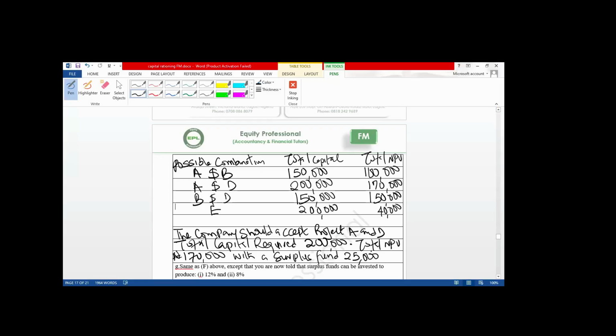Surplus fund, 25,000 naira. You are done with requirement F. I told you this question touches 95% of capital rationing.